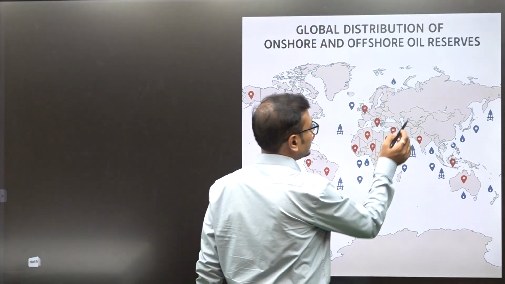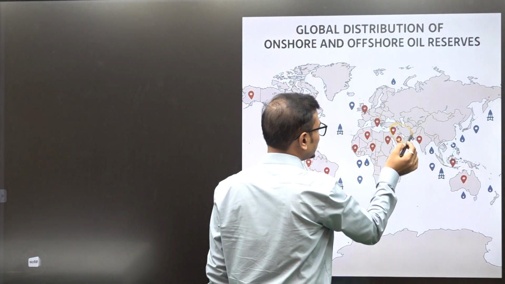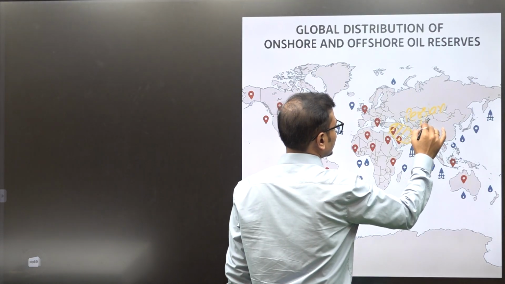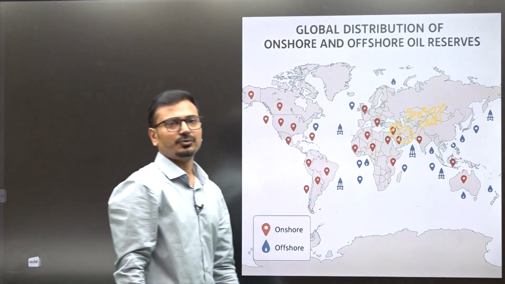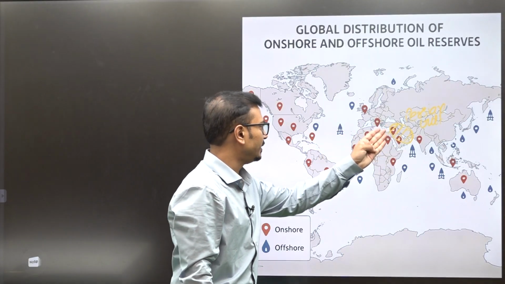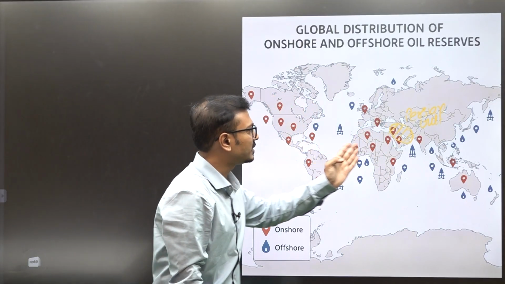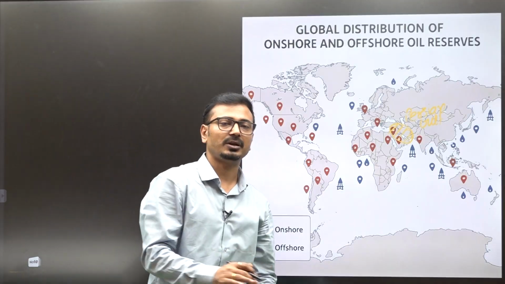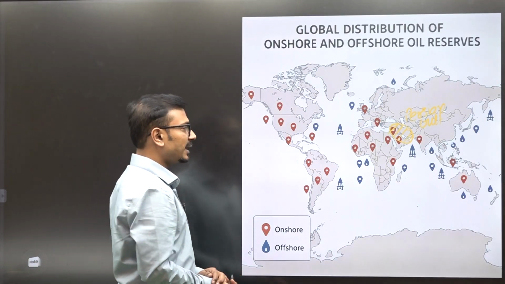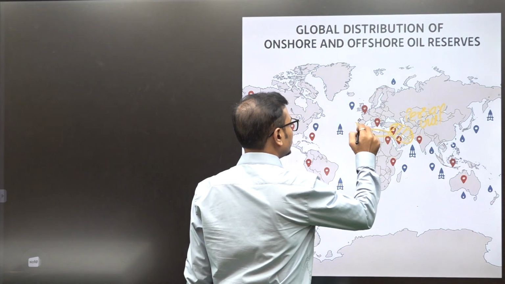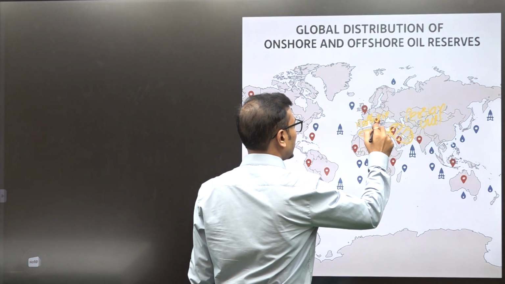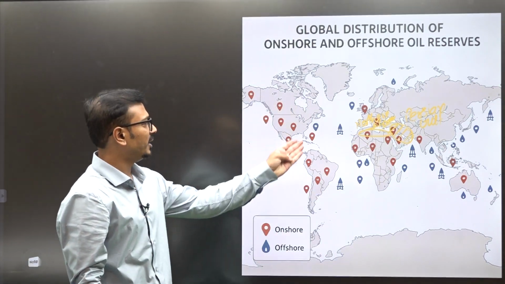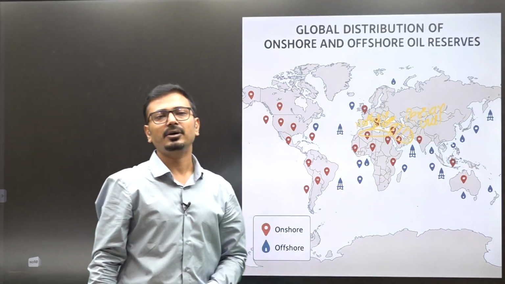So the major reserve is this region, the Persian Gulf region, or West Asia. Here we have Saudi Arabia, Qatar, Iran, Iraq, and Syria. All these countries, and even UAE and Bahrain, have significant onshore and offshore crude oil reserves. The second important region is Northern Africa. It has largely onshore reserves, on land, in Algeria, Libya, Egypt, Tunisia. So these countries have significant reserves.